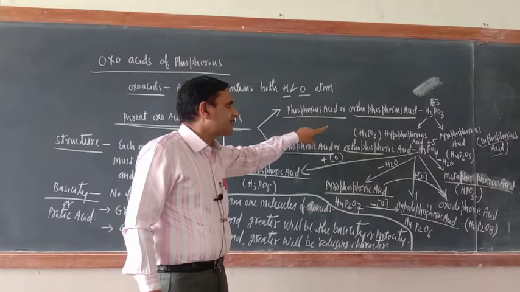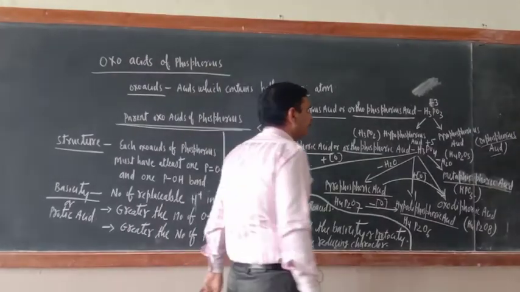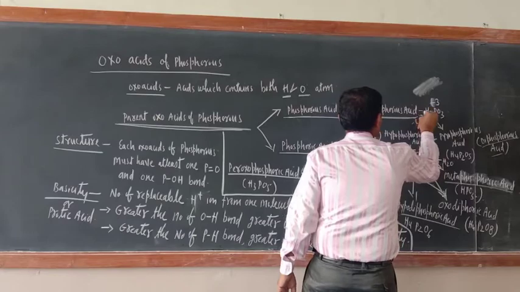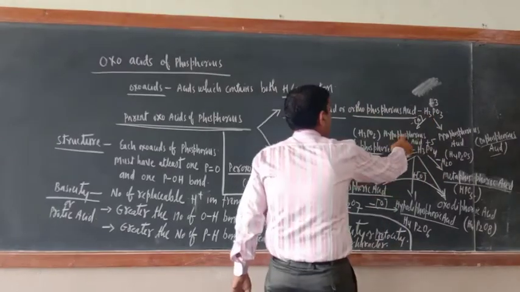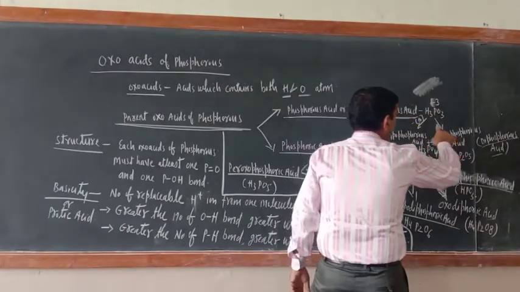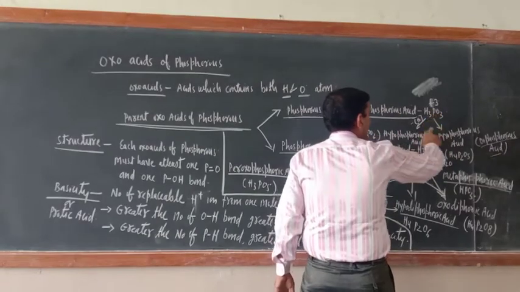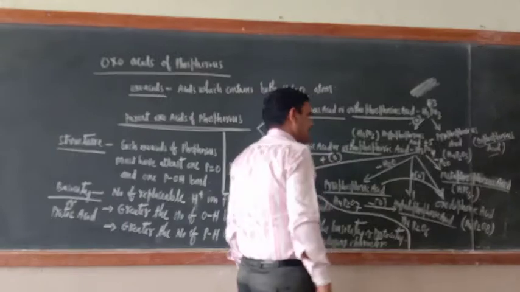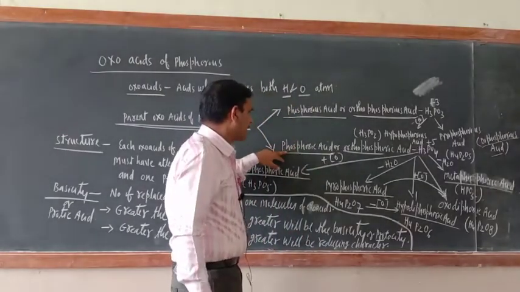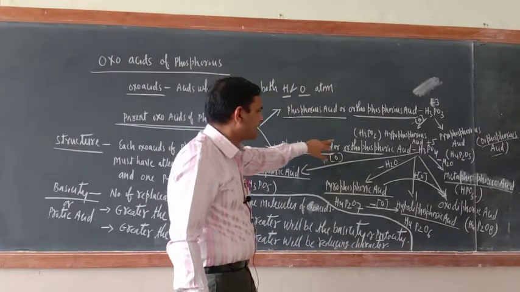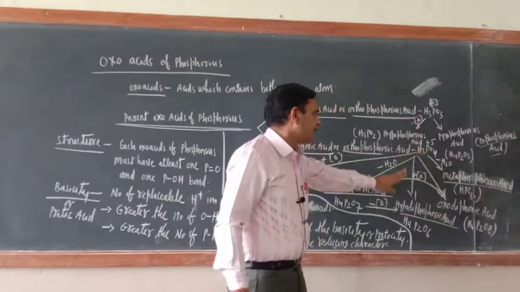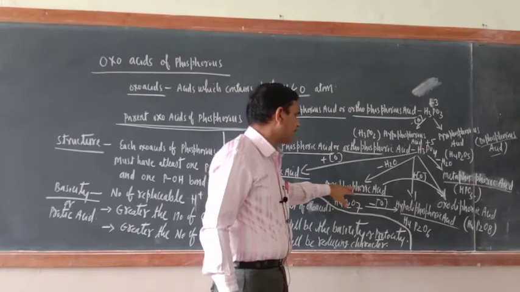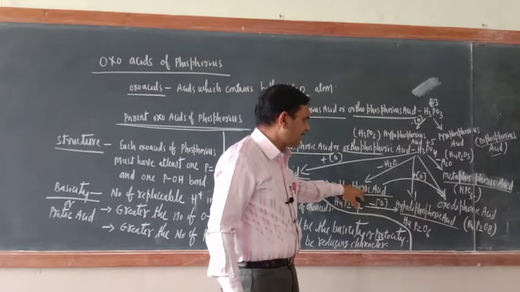From phosphorus acid, if you remove one oxygen, then you will get hypophosphorus acid. If you remove 1 molecule of water from 2 molecules, then you will get diphosphorus acid. Now the fourth one is phosphoric acid, that is H3PO4. From 2 molecules of it, remove 1 molecule of water, then you will get pyrophosphoric acid.